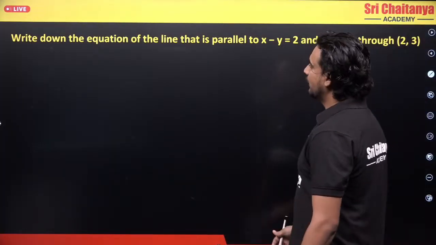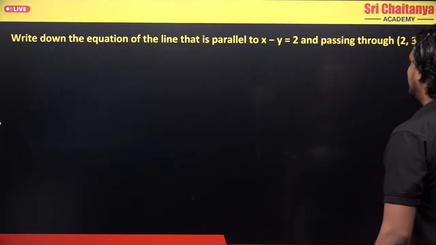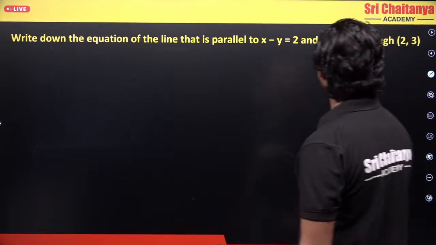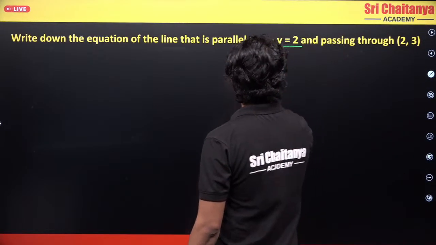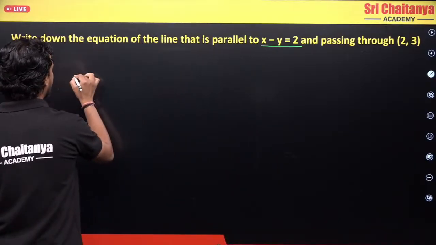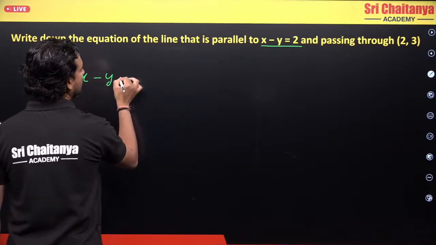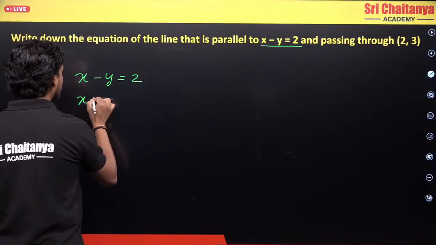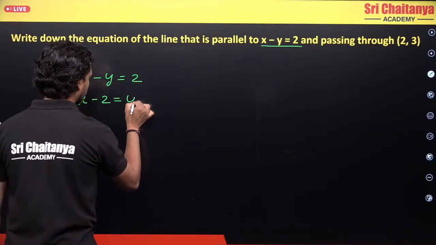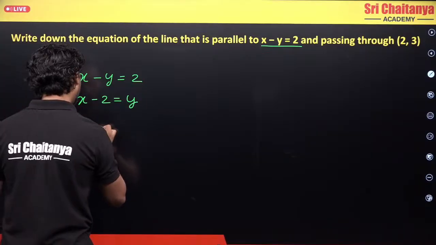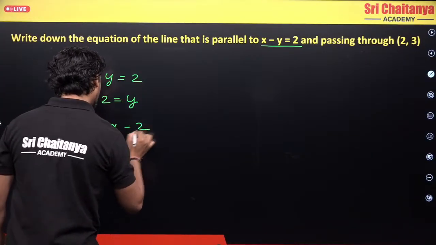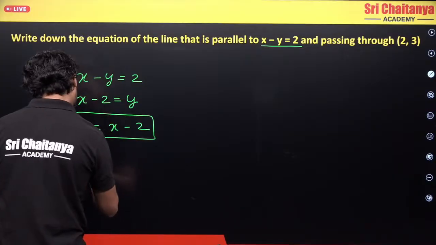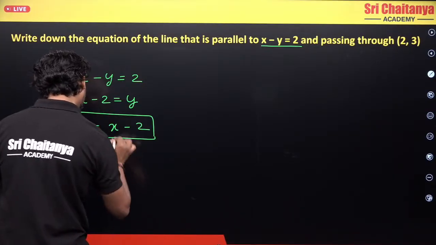What is given? Write down the equation of a straight line that is parallel to x minus y equals to 2 and passing through. So it is parallel to this straight line, right? So what is given? x minus y equals 2. So the general form for this will become x minus 2 is equal to y, or I can say y equals x minus 2. So for this equation, what is the slope? The slope m is equal to 1, right?